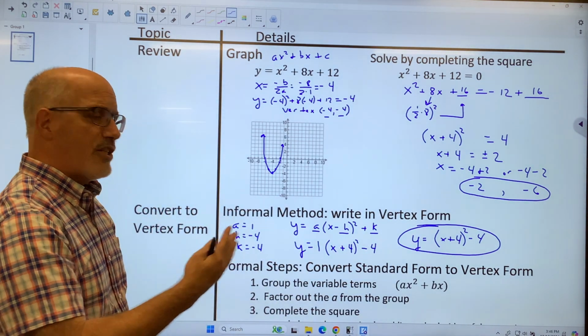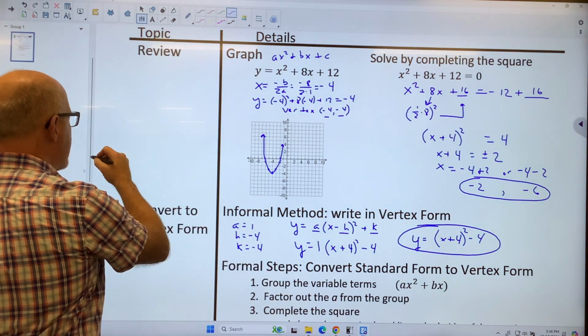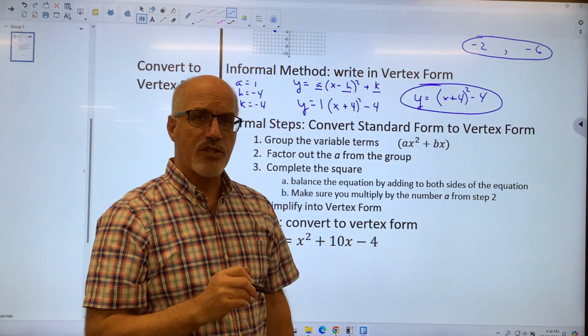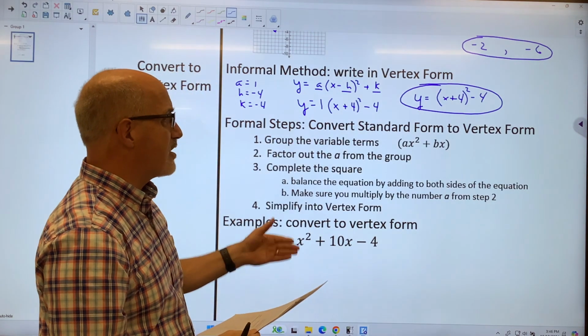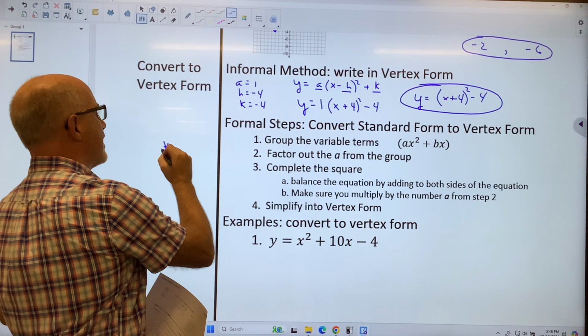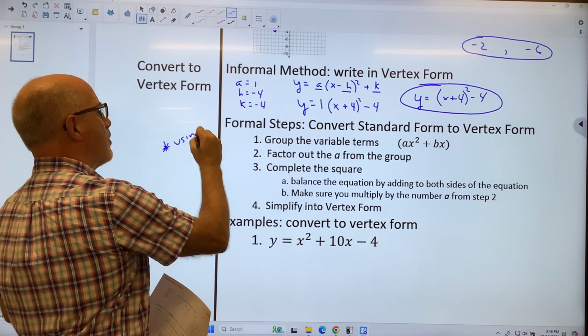Now I do want to teach you a more formal way to do it. This is actually the steps for doing it using completing the square. So this process to convert it to vertex form is using completing the square.